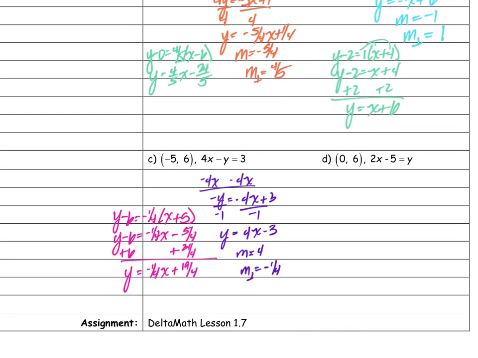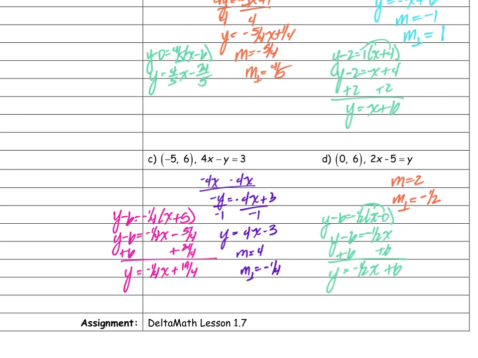Okay, it's already in slope-intercept form. My slope is 2. The slope of my perpendicular line is the negative reciprocal, right? So that would be negative 1/2. So then I've got y minus 6 equals negative 1/2 times x minus 0. Distribute. Y minus 6 equals negative 1/2 x. Add 6. Y equals negative 1/2 x plus 6.